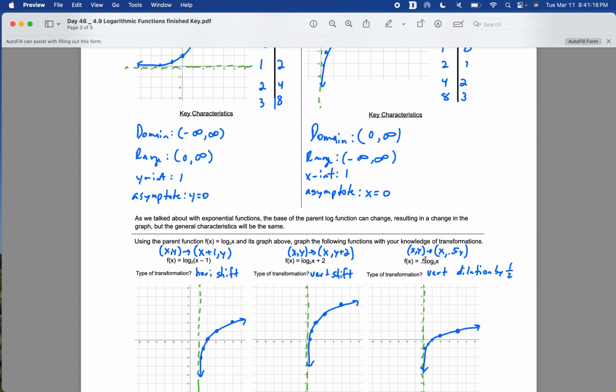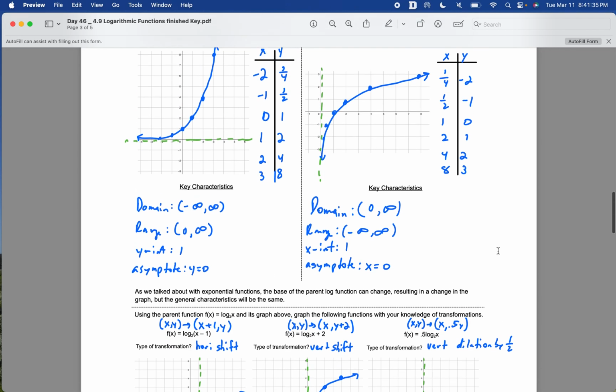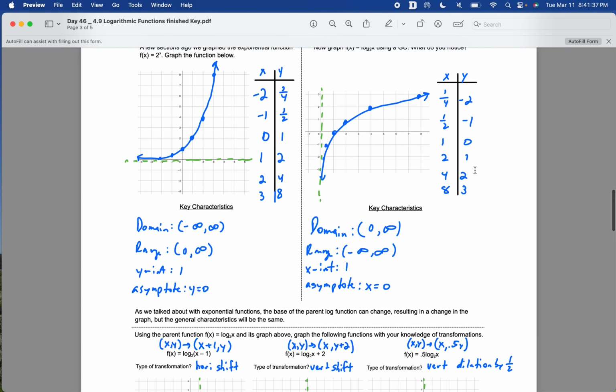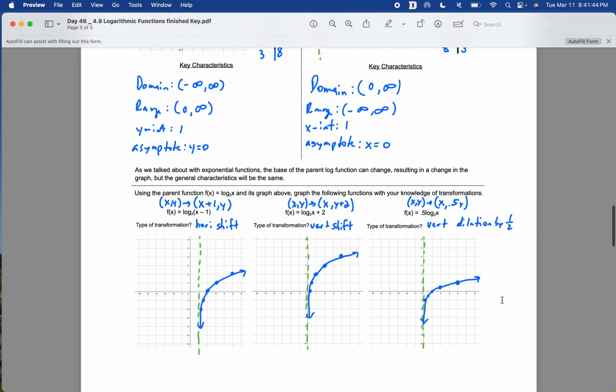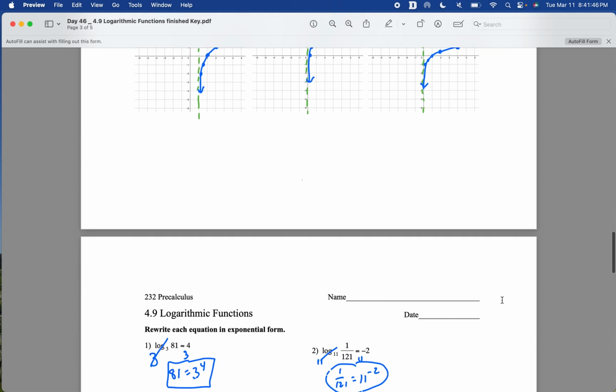And then one more. I have the same log base 2 of x, but I'm multiplying by 0.5 on the outside. So if it were on the inside, it would be right next to the x, but this is on the outside. Because it's on the outside, that's a vertical dilation or shrink by 1/2. So I'd multiply my y's by 0.5 or divide by 2. Okay, so if I divide my y's by 2, I end up with these points right here. Okay, so it's a vertical shrink. And that's the main idea for today.